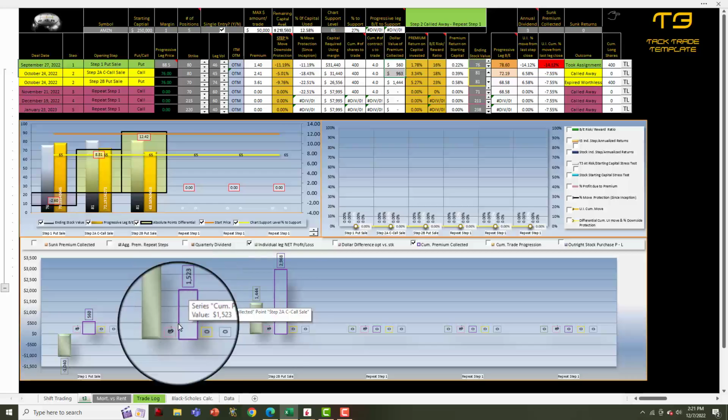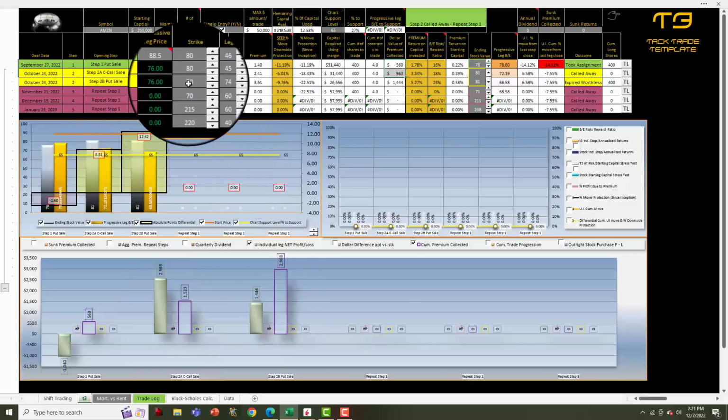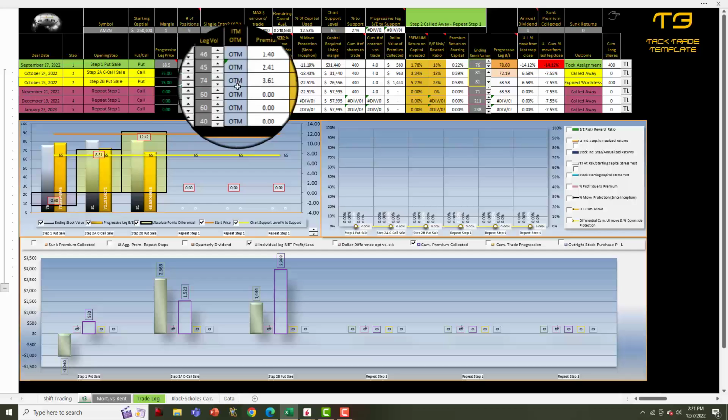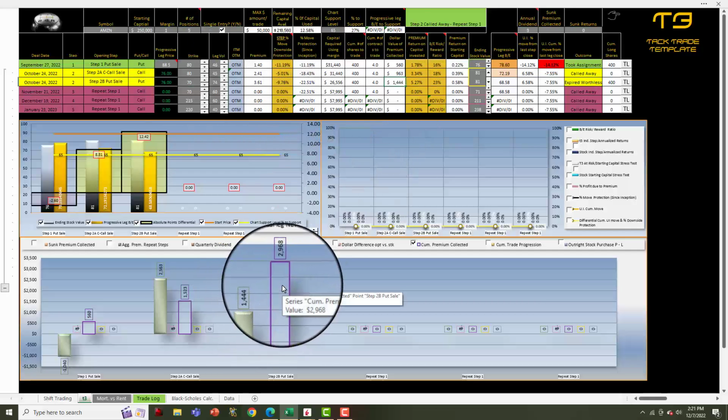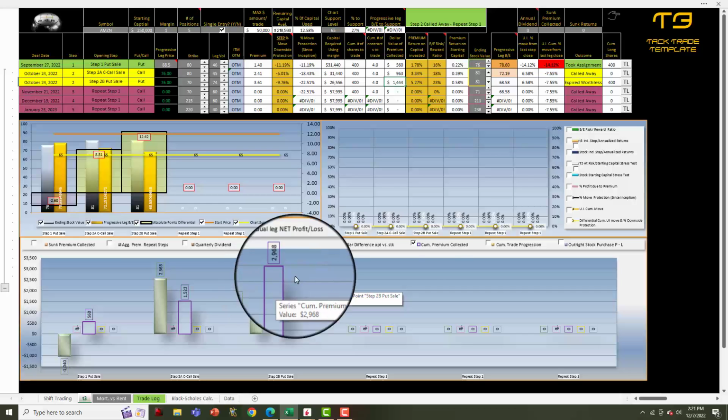So cumulatively, $963 plus $560 totals $1,523. On step 2B, we sold a put contract. We sold the $70 put strike. We brought in an additional $1,444. In total, we've now brought in $2,968 in option premium.